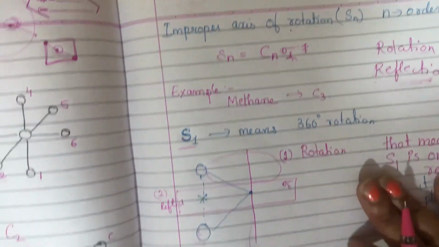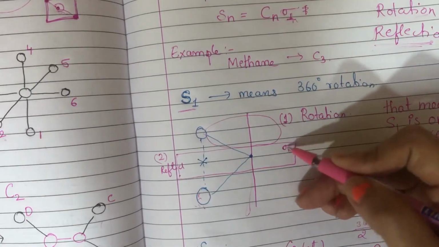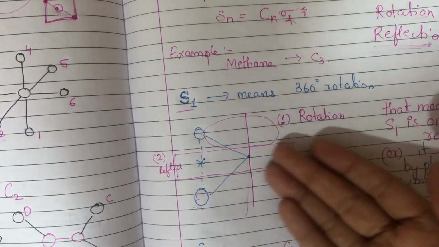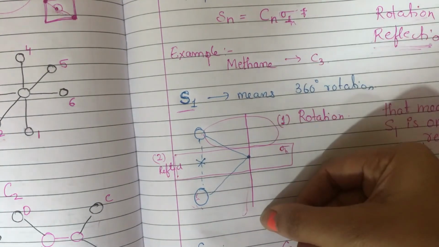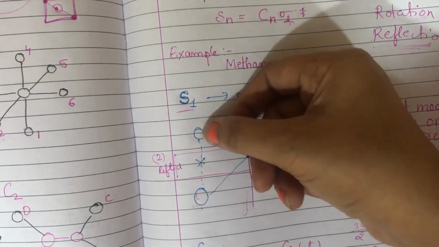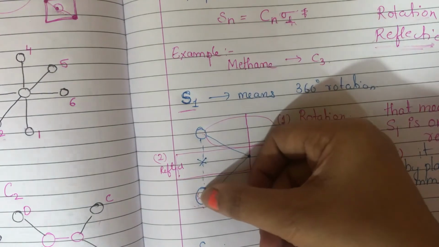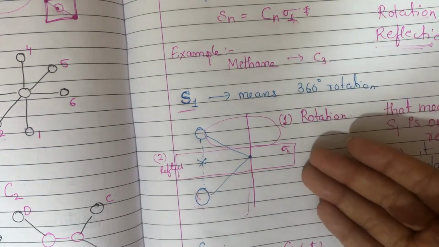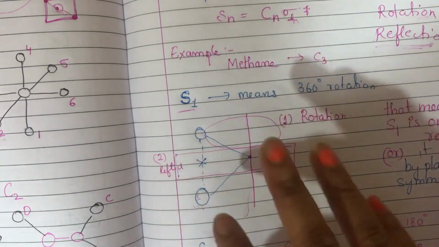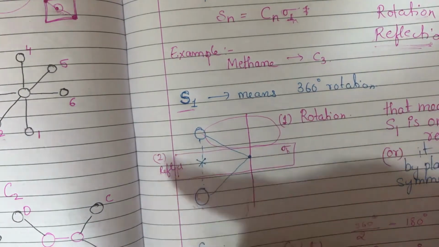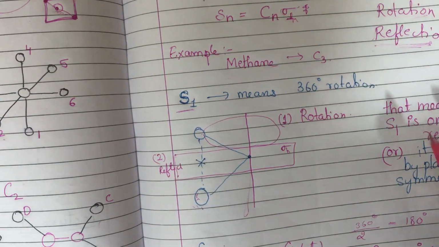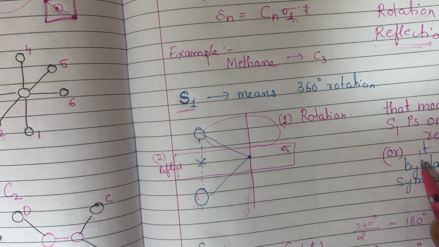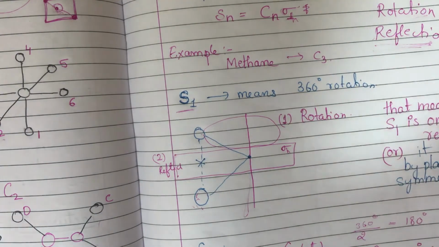Don't consider it as h, but in this case it is h only, sigma h, if the plane is perpendicular to this axis. So you will find a reflection. If it is in the upward direction, the reflection will come in the lower direction. So what this means is that the only operation involved is the plane of symmetry. Correct? So S1 is only reflection, or it is an operation by plane of symmetry.